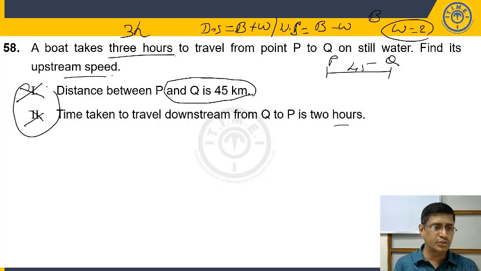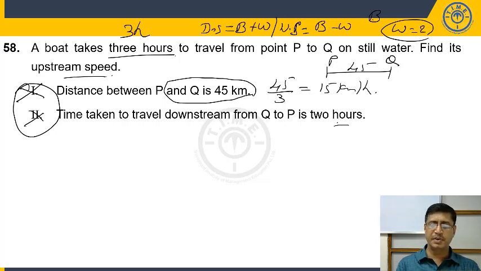When you combine these two, yes, it is possible. Combining these two means 45 kilometers traveled in 3 hours, so 15 kilometers per hour is the speed. That is the speed of the boat in still water, that is the B value. Now the distance is given, so you can find the upstream value by using this formula. So what is the right choice here? Combining both the statements.